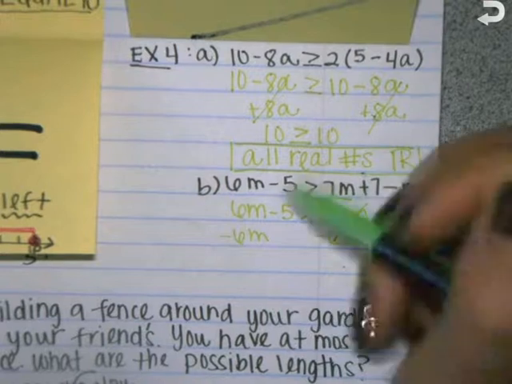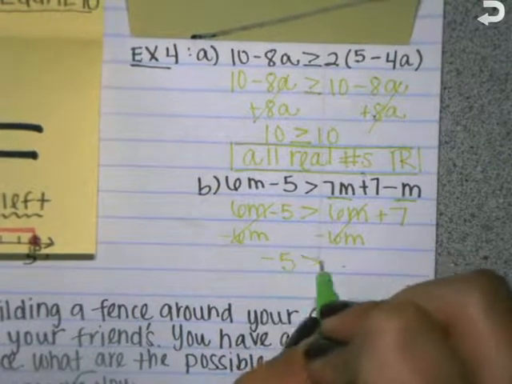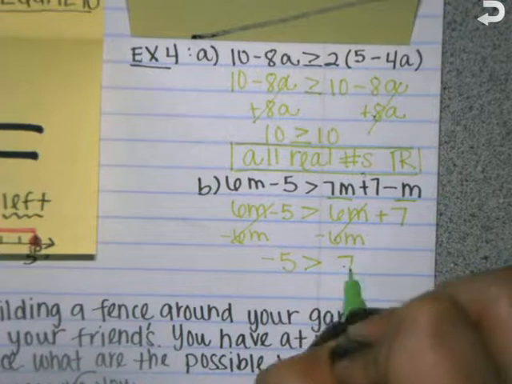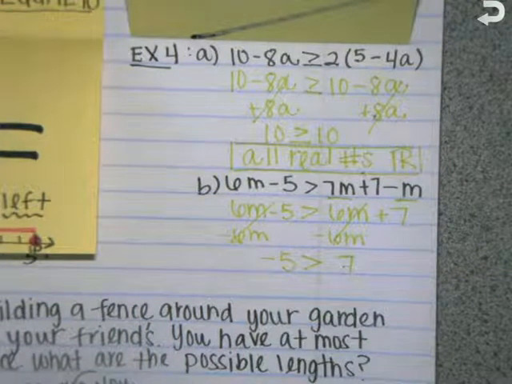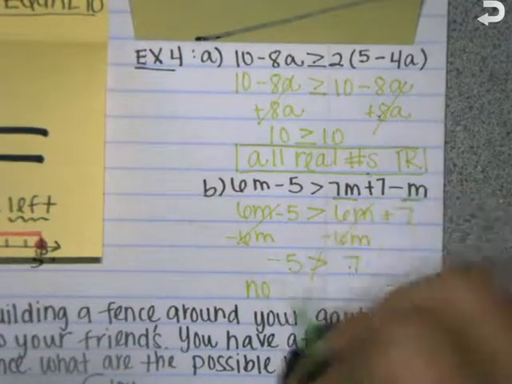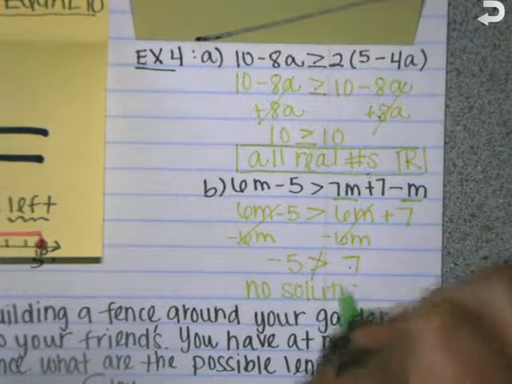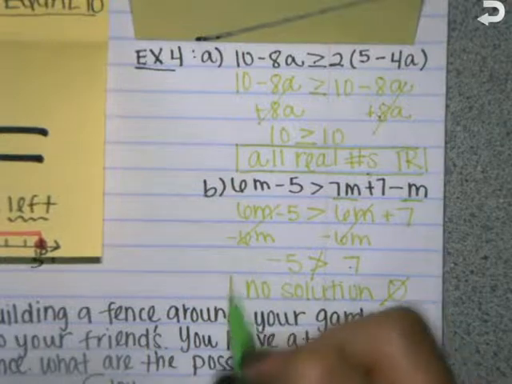It cancels, and we end up with negative 5 greater than 7. That's not true. No. That's incorrect. Is that a true statement or a false statement? False. False. So we say there is no solution. And the symbol is a circle with the line through it. Okay?